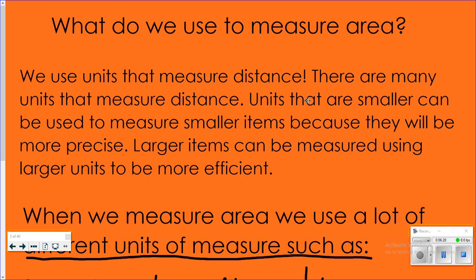So go ahead on the next blank page or somewhere in your notebook, title it, what do we use to measure area? And then you're only going to write the first sentence. I'm not going to make you write this whole thing. We have other things to do. We use units that measure distance. That's why we can't use pounds. Pounds don't measure distance. Pounds measure weight, how heavy something is. We can't use ounces. Ounces don't measure distance. Gavin, you should be writing. We need something that measures distance.